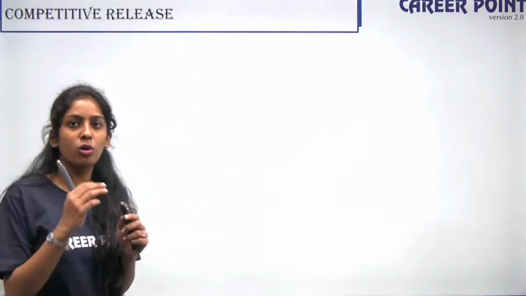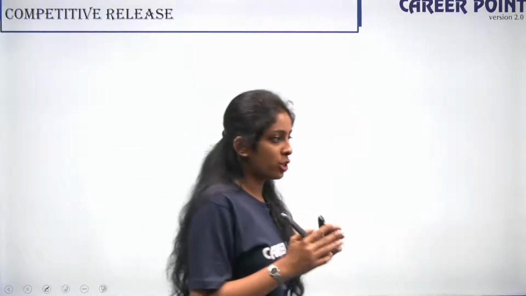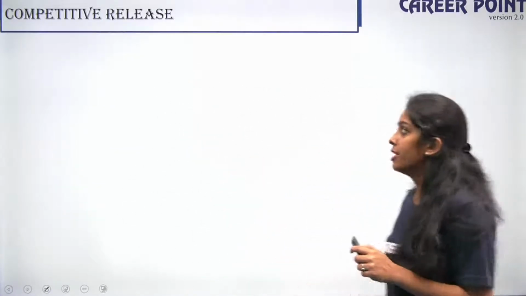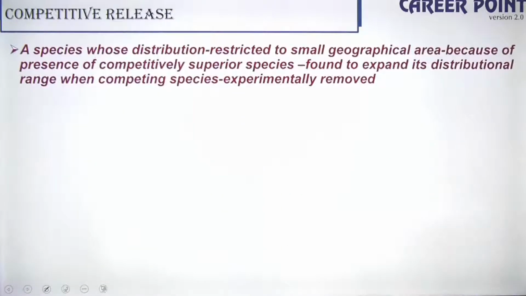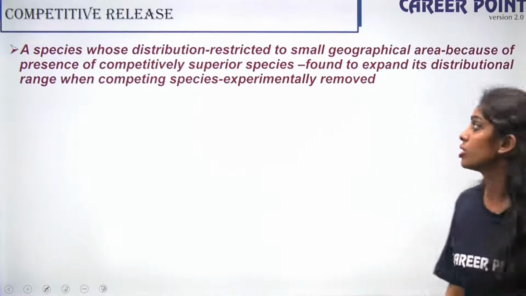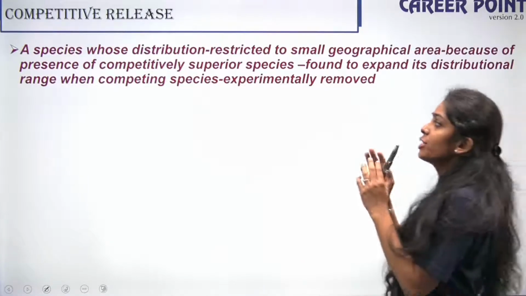When the goats were introduced into the population, because goats can chew the plants at a much faster rate, the tortoise population went completely extinct. Then you have a term called competitive release: a species whose distribution was restricted to a small geographical area because of the presence of a competitively superior species.